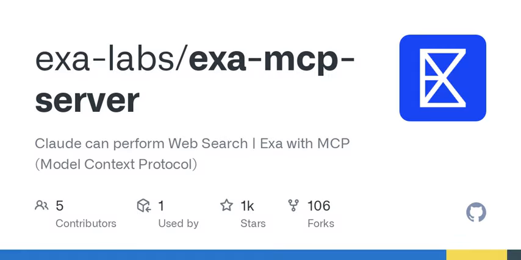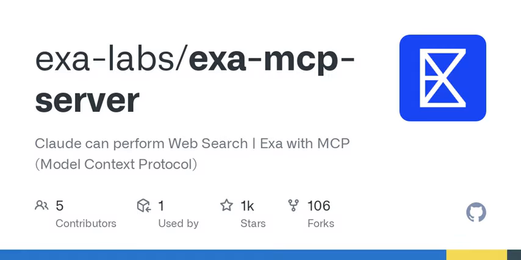Now, how does the exa-mcp server specifically work? Well, it enables AI assistants to perform web searches using Exa's super-powered API. Users gain access to structured search results that include titles, URLs, and snippets, making information retrieval so much easier. It's like having a personal researcher at your fingertips.